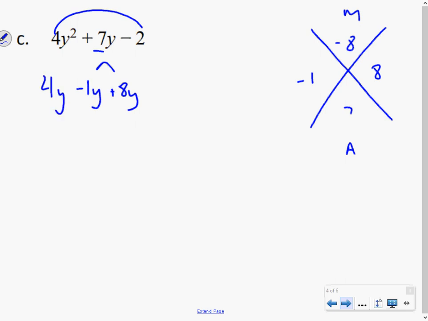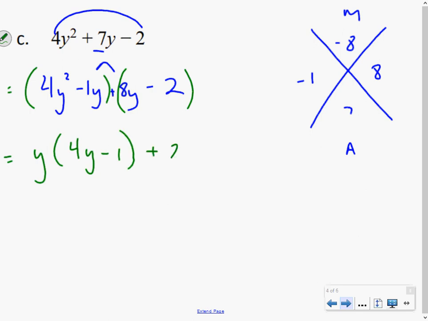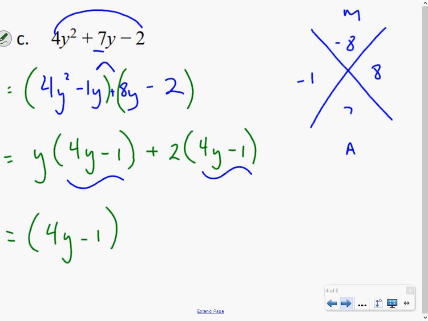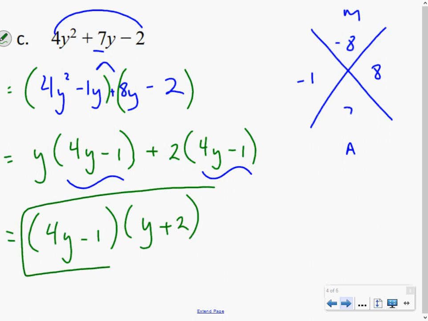Drop our 4y squared down, drop our -2 down, group, and factor out the GCFs. So we can see here that we have a common binomial of 4y minus 1. When we factor that out, we're going to be left with y plus 2. And we have our final factored form.